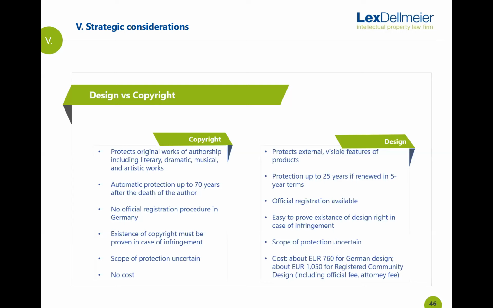Automatic protection is granted to a copyright, so you don't register it anywhere. You get it automatically with finishing up your work, once your work is done and you don't have any more changes to it. And it's granted up to 70 years after the death of the author, which is a lot more than the 25 years for which a design registration can be valid at the most.